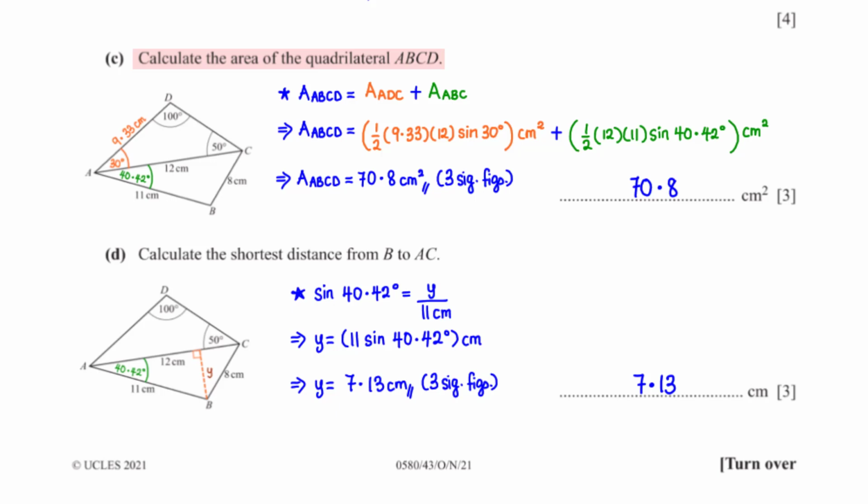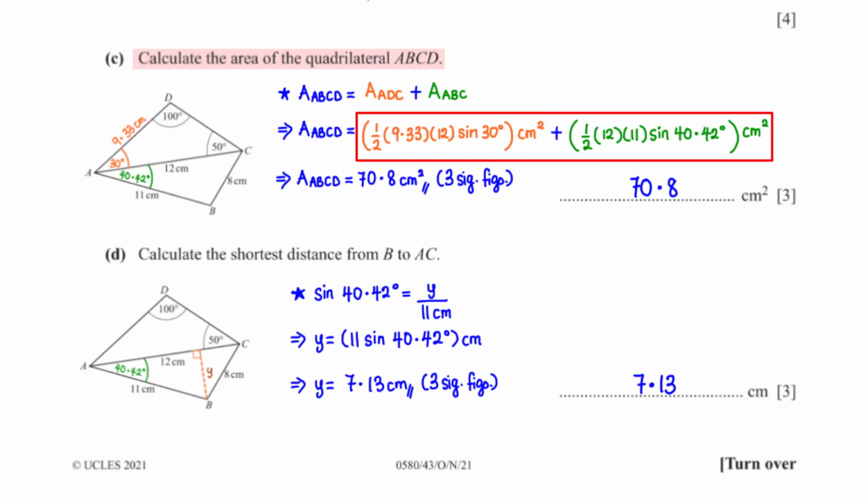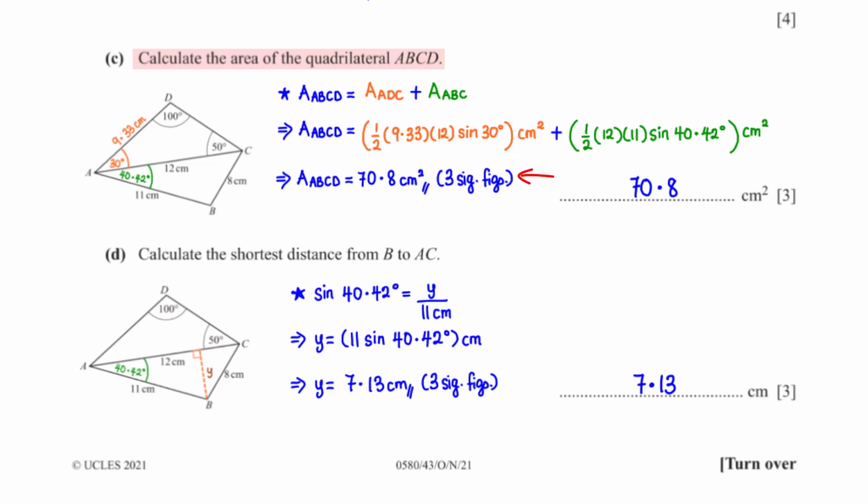Calculate the area of the quadrilateral ABCD. The area of ABCD is equal to the area of triangle ADC plus the area of triangle ABC. The area of triangle ADC is half of 9.33 times 12 times sine 30 degrees, and the area of triangle ABC is half of 12 times 11 times sine 40.42 degrees. When we type this into the calculator, we get 70.8 centimeters squared rounded to 3 significant figures.